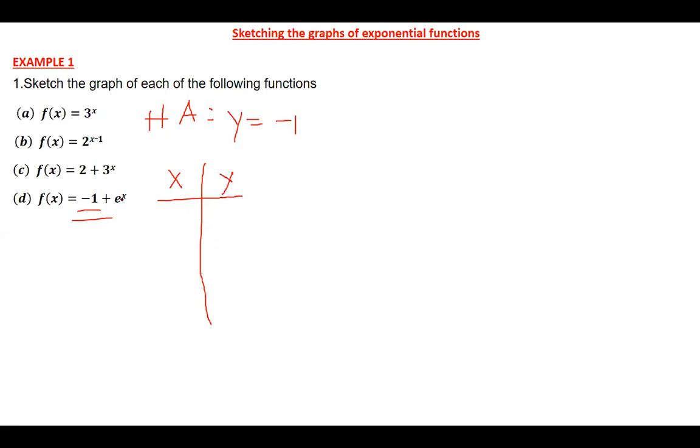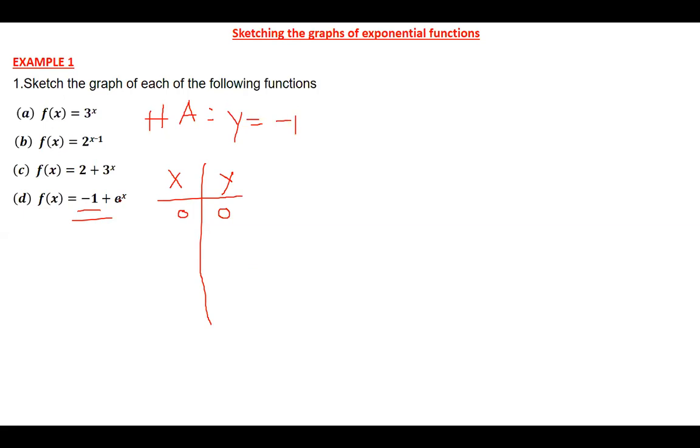So when we put a 0 where there's x, we're going to have e to the power 0. Sorry, when you put a 0 there where there's x, e to the power 0 gives us 1. So -1 plus 1 will still get a 0.